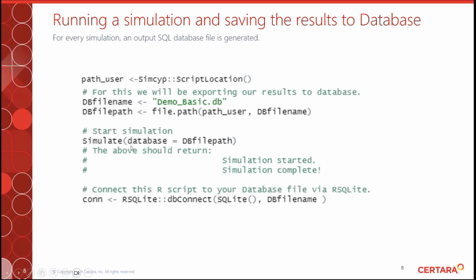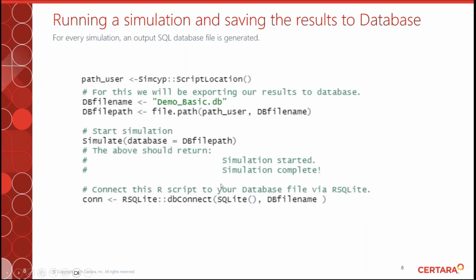To run a simulation, you need to use the function called simulate. And then within that simulate function, you mention the database file. In this example, I'm mentioning the database file path, so the full path rather than just the name, and this consists of the path as well as the demo_basic.db file name.